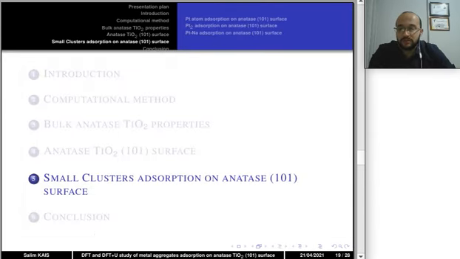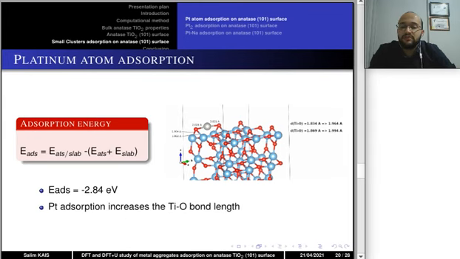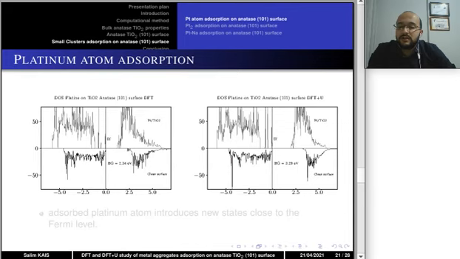In order to study the metal aggregates adsorption on the relaxed surface, we have considered a 3x1 unit cell, and for a single platinum atom adsorption, the most stable site is the bridge site between two 2-fold oxygen atoms, where the adsorption energy is minus 2.84 electron volts. It is also observed that platinum adsorption changes the platinum-oxygen bond length. The calculated density of states of the platinum on titanium oxide system is shown in the figure.